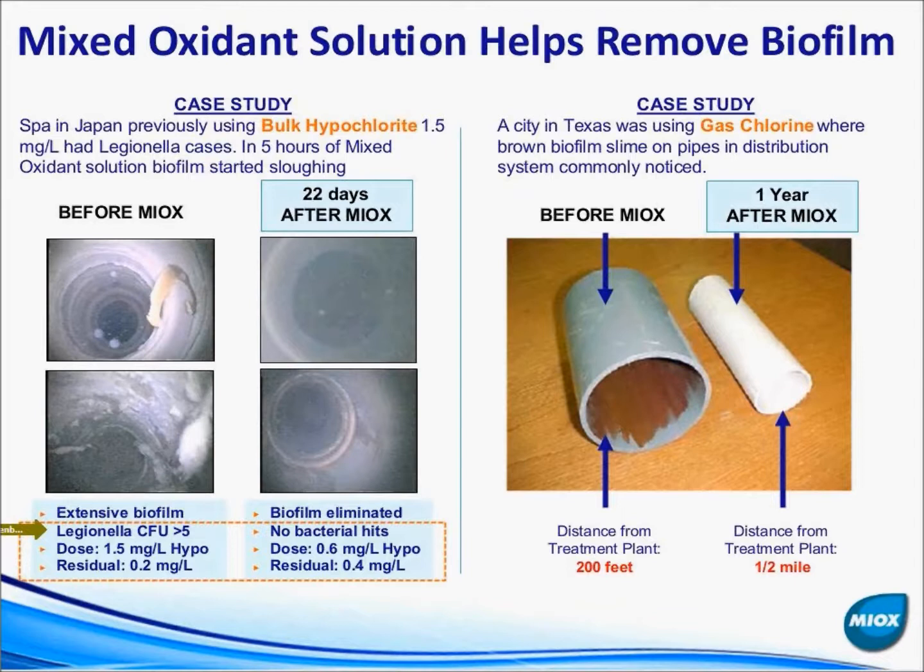So they made the decision to go ahead and make a conversion, and 1 year after MIOX, while maintaining another section of pipe, you can see that even though the pipe on the left-hand side is much further away from the plant, it's 1/2 mile versus 200 foot from the plant, that pipe is now clean and has remained so when they've had to do other maintenance since. So it has done a wonderful job of removing the biofilm.